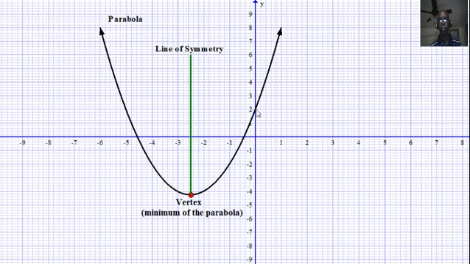What we can say is that the graph of a parabola is symmetrical. If we draw a vertical line through the vertex, we get what is called the axis of symmetry, or the line of symmetry. So, this green line is the line of symmetry for this parabola. It basically shows you where the graph is symmetrical. Let us now look at the equation of a quadratic function, written in standard form.